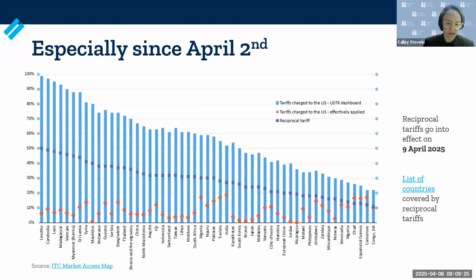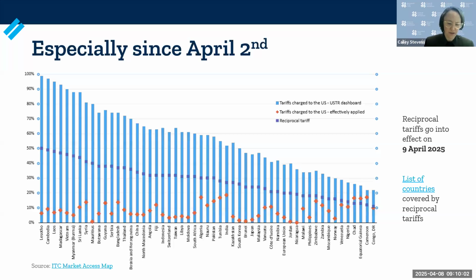How the US government calculated these reciprocal tariffs is that they did it in the following way. They took the US trade deficit with that country, and then they divided it by US imports from that country. Then they multiplied it by 0.5 to get the reciprocal tariff. Now, this is not the tariff that these countries apply on US goods when US goods enter their market. If you look at the little orange diamond, that shows you what the effectively applied tariffs in these countries are.